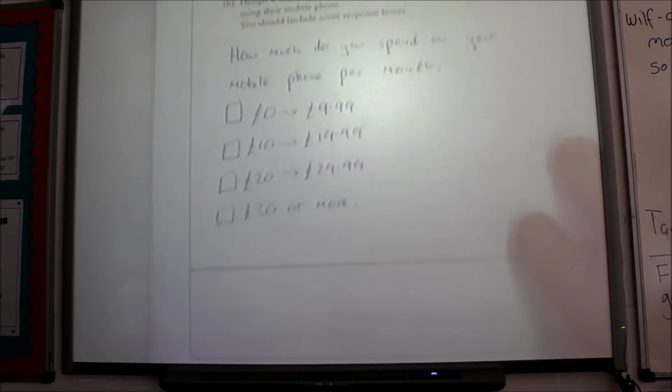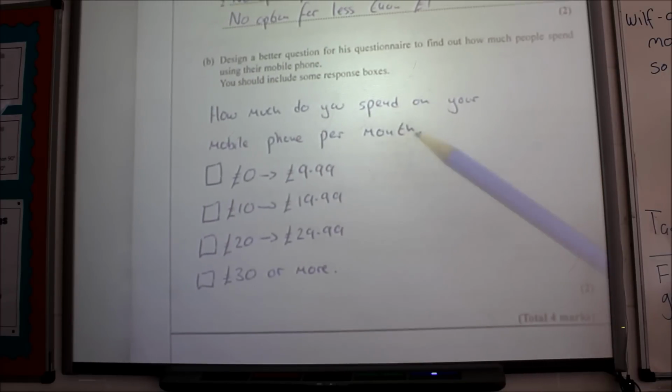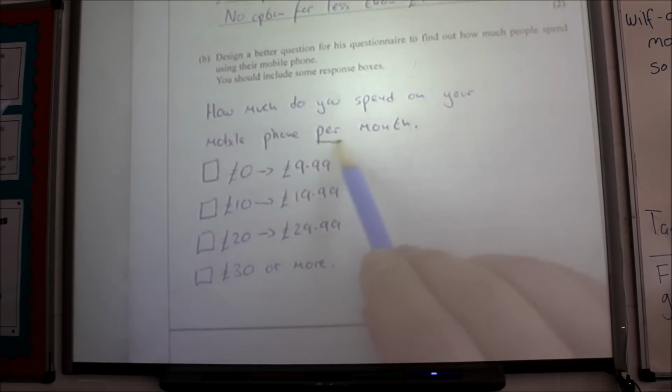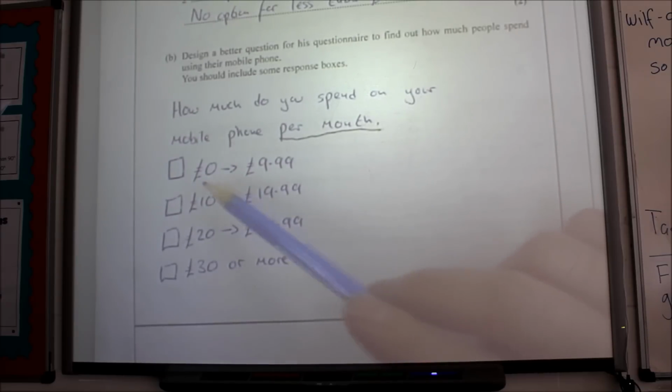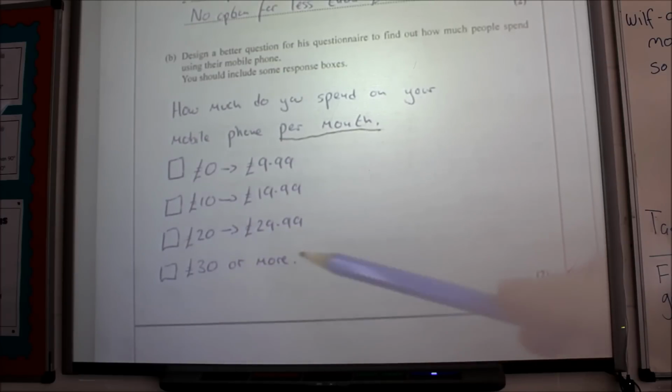Design a better questionnaire. Here we go. How much do you spend on your mobile phone per month? The time scale is really important. If you look at my boxes here, they don't overlap. 0 to 9.99, 10 to 19.99, and so on, or £30 or more. So whatever amount you say, there's a box there for you to tick.